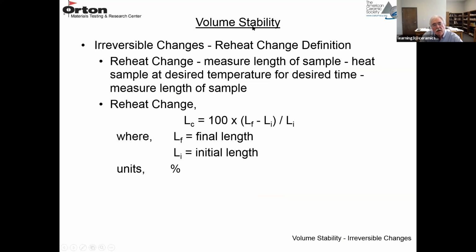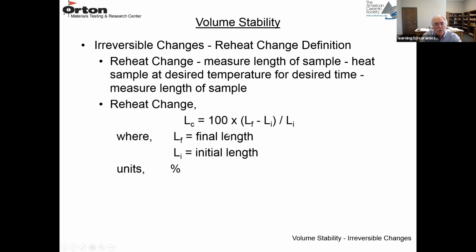The other type of volume stability we want to consider is irreversible changes. So far, we just talked about reversible changes. On a reheat change, we can define it as a measured length of the sample. You then go to a desired temperature with a desired hold time, and you measure the length again. A reheat change looks like a thermal expansion coefficient, but it's the final length minus the initial length, over the initial length, times 100 to get percent. So the units are percent.